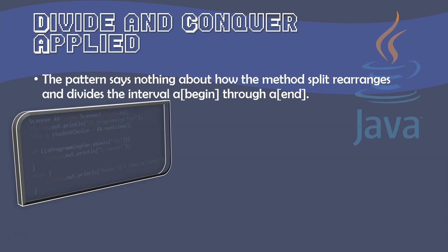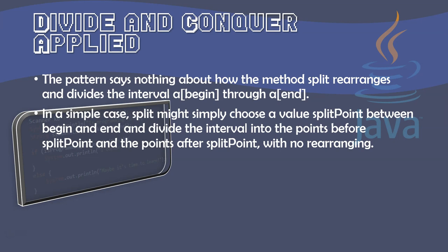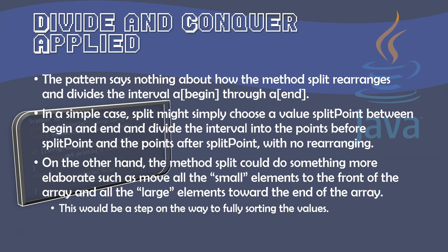Now, you'll notice that the pattern says nothing about how the method split rearranges and divides the interval from the beginning to the end. In a simple case, split might simply choose a value split point between beginning and end and divide the interval into the points before a split point and the points after a split point with no rearranging. On the other hand, that method split could do something more elaborate, such as move all the small elements to the front of the array and all large elements toward the end. And this right here would be a step on the way to fully sorting the values. And we're going to take a look at next some algorithms, some newer sorting methods that we can use besides the previously defined bubble sort and selection sort that we have looked at.